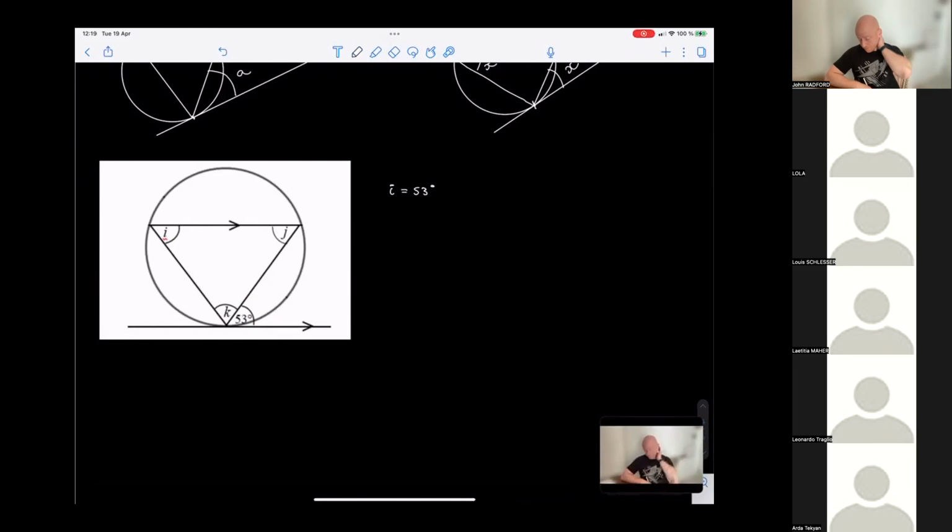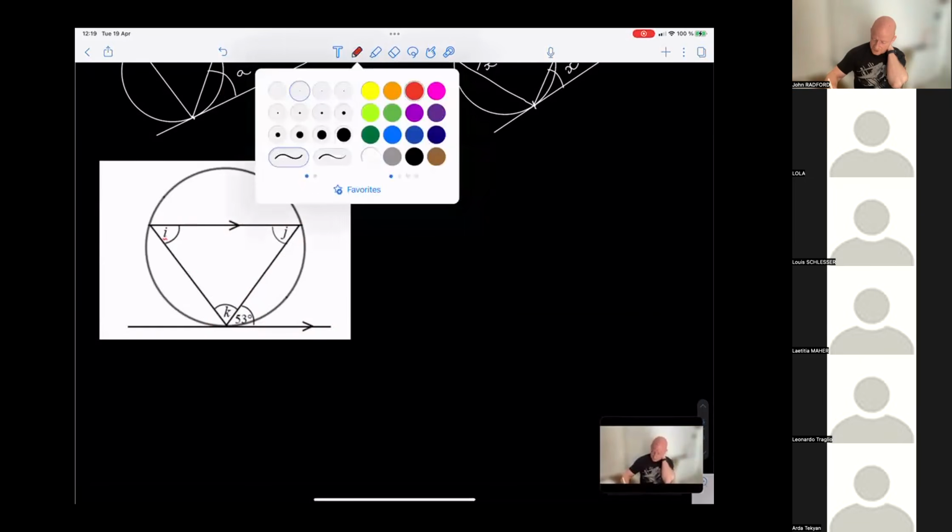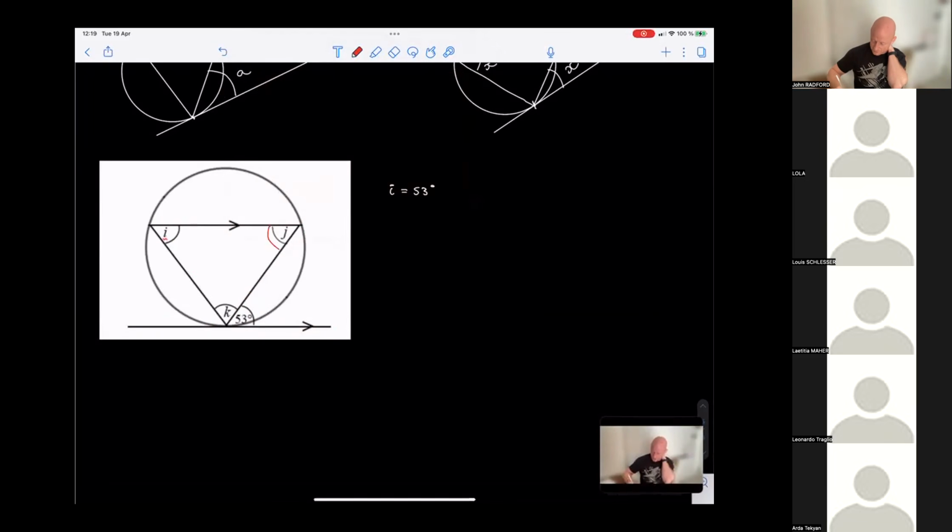Done. And now since this line is parallel to this one, this angle J has to be equal to this angle. Now, if I take that away from the circle for a second, what I'm using there is always going to be the case, right? If I have two parallel lines, and I draw a line, any line, passing through them, this angle will be equal to this angle.